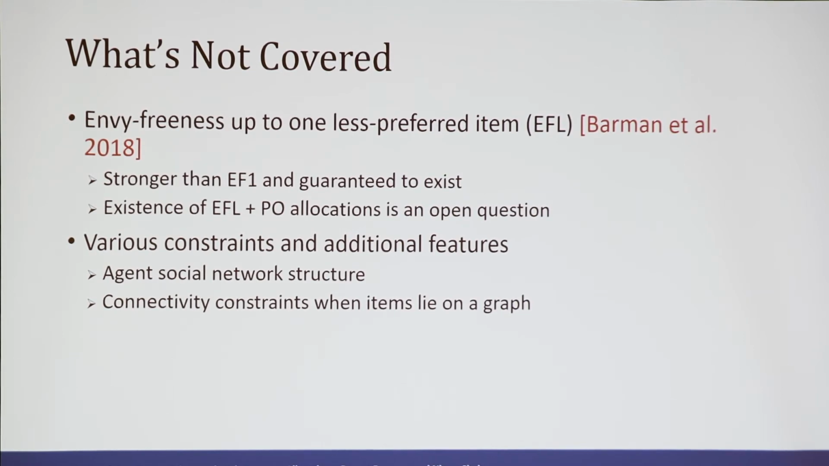We also haven't looked into various other constraints that you could place on these problems. Like you could have a social network structure on the agents and think about having agents compare themselves to only their neighbors or something like that. You could also think about connectivity constraints on the items. What about if the items lie on a graph and you want to allocate agents only connected bundles? There's also work in things like asymptotic results. Can you guarantee these properties as the number of agents or items gets large? Or how often can you guarantee these properties? Okay, and many others, including from the papers we've presented, of course.